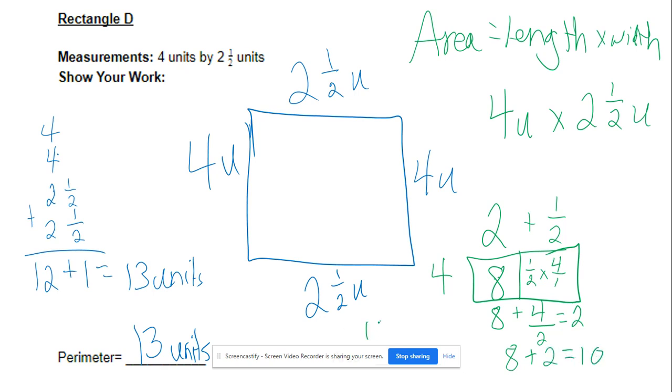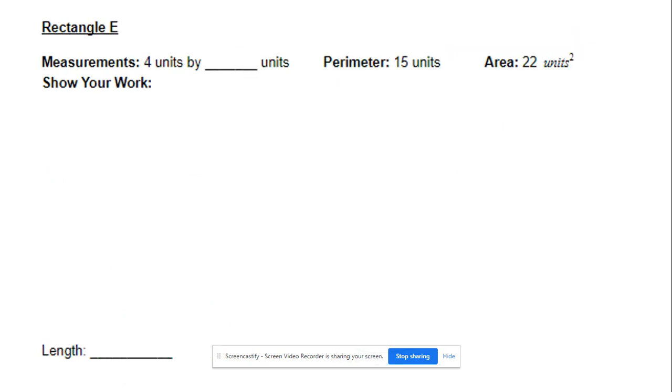So our area is 10 units squared. Remember, we get units squared because we're multiplying units times units. So here's our area and our perimeter. Let's try rectangle E. Here they give us the area, but we're missing a side length. So we can start by drawing a visual model.